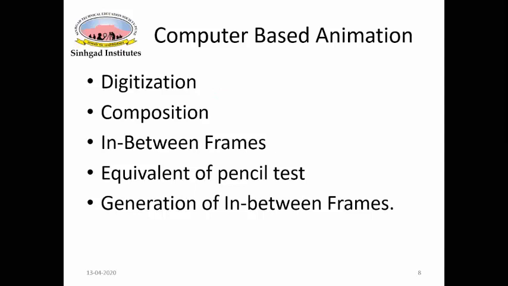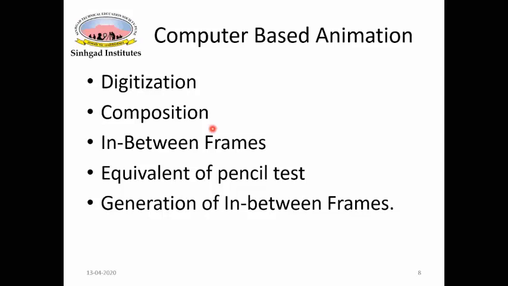The second part here is composition. In composition, individual keyframes are generated with a proper combination of cells. The foreground and the background figures are also combined using image composition techniques, which produces your final keyframes. So that is the main part, composition of these keyframes. Then we have in-between frames.